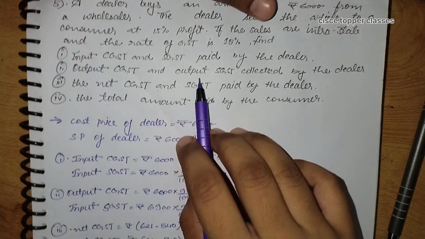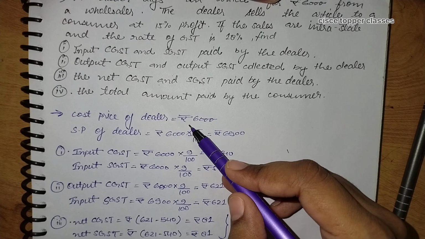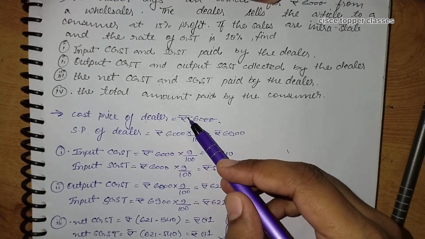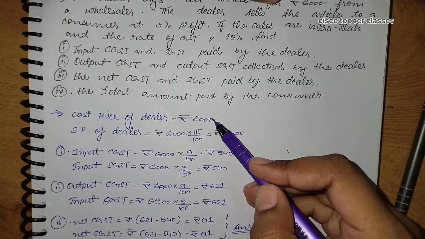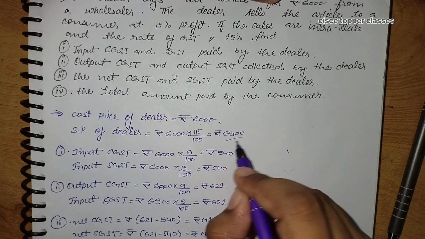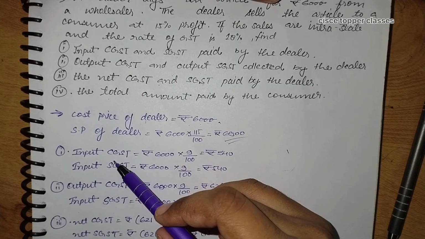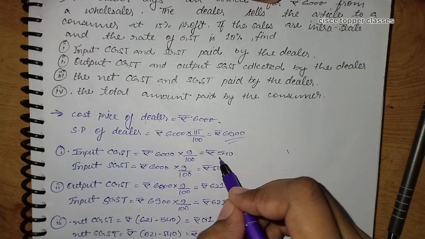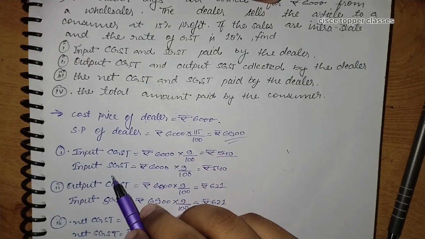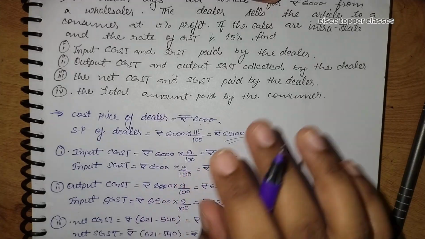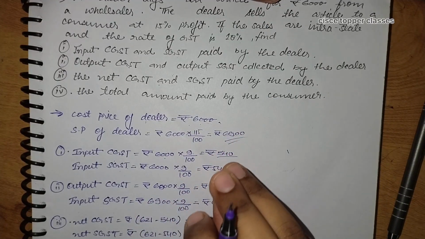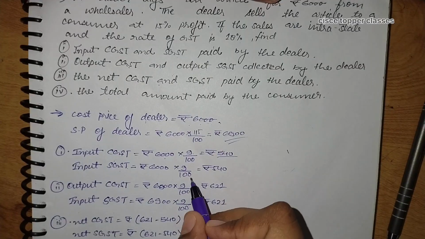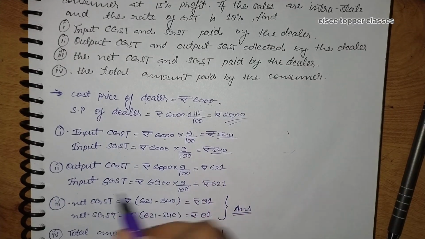So if we write here, cost price of dealer is rupees 6,000. Selling price of dealer is equal to rupees 6,000 into 115 divided by 100. So this will be 6,900. If we write here input CGST, it is equal to 6,000 into 9 by 100, equal to rupees 540. If we write input SGST, this will be the GST which is paid by the dealer to the wholesaler. So this is input SGST, like this only, 540 here also.